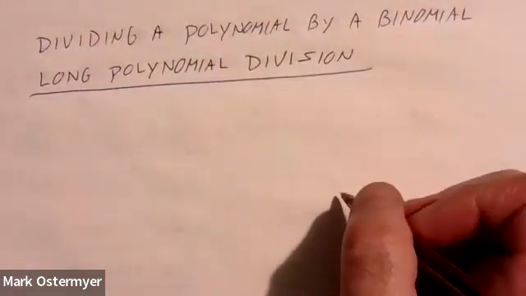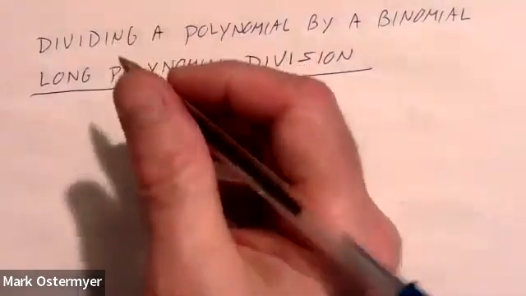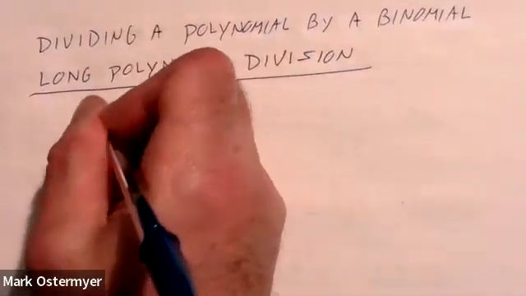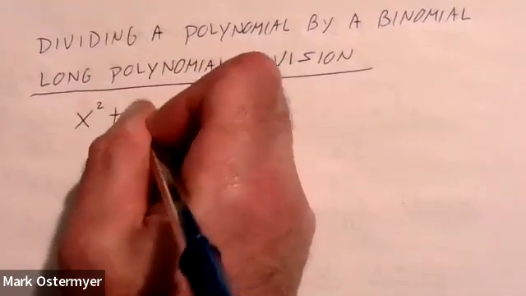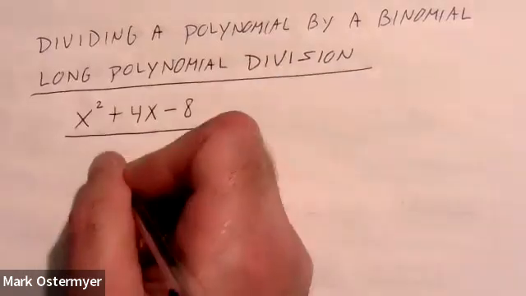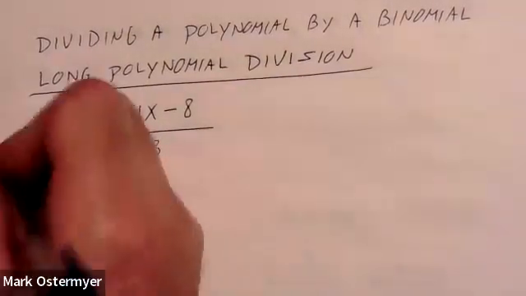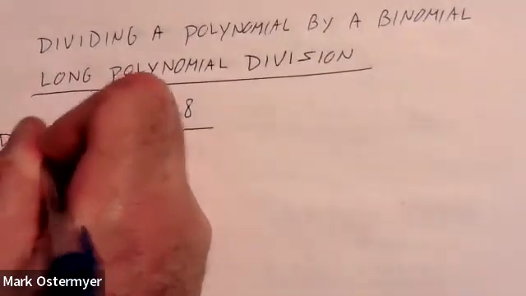And I'll show you a shortcut in certain cases called synthetic division. All right, there we go. We're going to dive right in. We're going to take this x squared plus 4x minus 8. We're going to try to divide this trinomial by this binomial x minus 3. So that's what we're going to try to do here. So the instructions here will say simplify or divide.